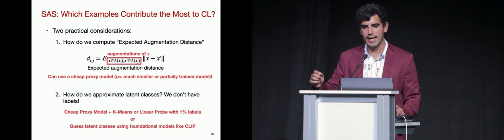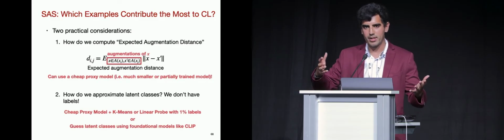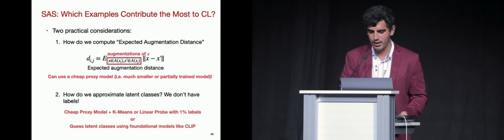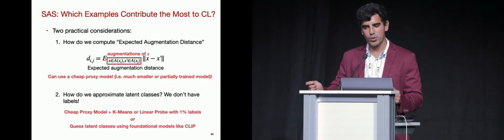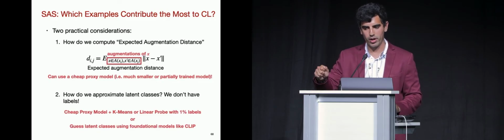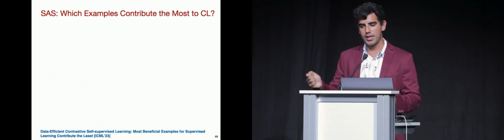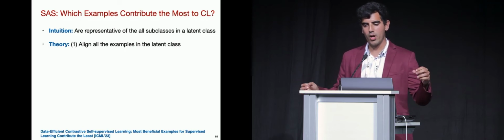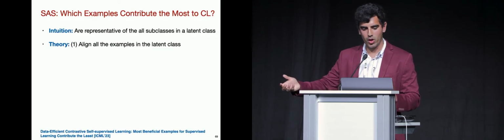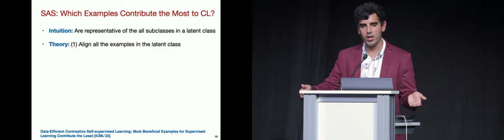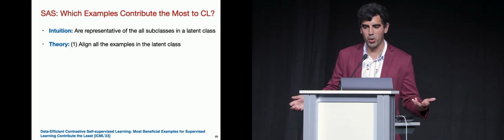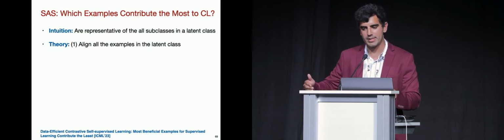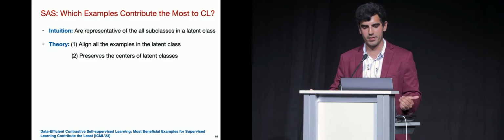And then the second thing was I kept mentioning latent classes, but that doesn't fully make sense because we don't have labels here. So what's up with that? The way we can solve this problem is, again, we can use the cheap proxy model and do k-means clustering on the representations we get from that. Or we can do the linear probe strategy I described earlier with a small fraction of labels. Or if you don't have these methods available, you can even guess the latent classes using foundational models like CLIP. And in our paper, we show that all of these low-cost methods of estimating latent classes are just as effective.